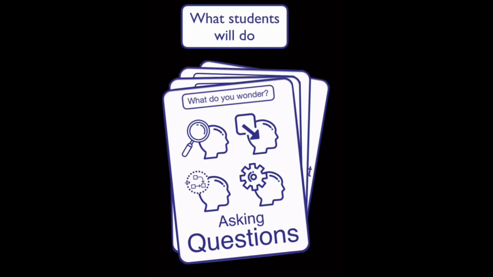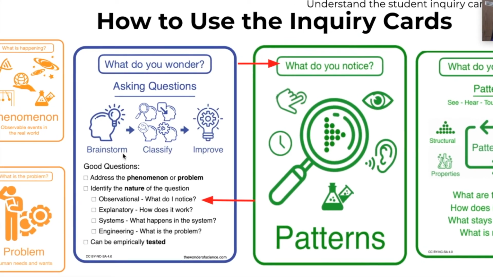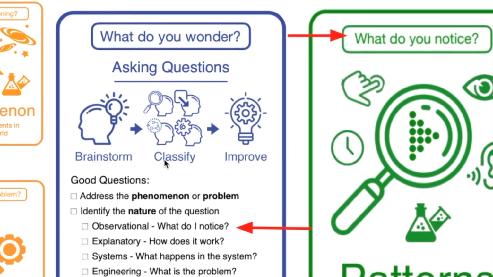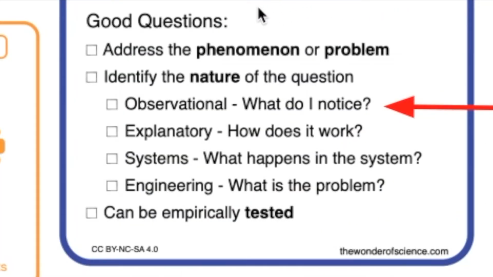And then next, you look at the blue cards. The blue cards are the science and engineering practice cards. That's what the kids should be doing. And you can see that they have put the process down here. They're going to brainstorm questions, they're going to classify questions, then they're going to improve their questions. And here are some things to help them come up with good questions. They should be based on a phenomenon or problem. They should identify the nature of the question. And this is where we get four different classifications: observational, explanatory, systems, and engineering. And then, can those questions be empirically tested? That's how you improve those questions.